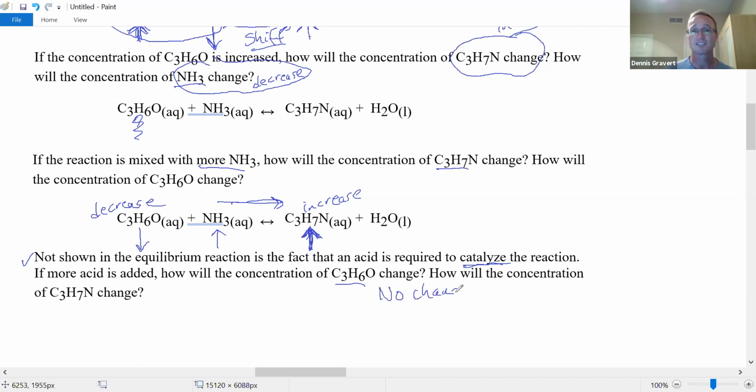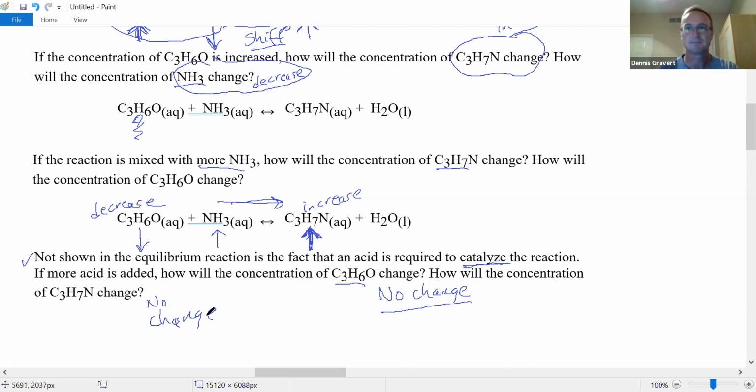The catalyst doesn't change the equilibrium. It speeds up the forward and the reverse reaction equally, and you're just maintaining equilibrium. It's at the balancing point. How will the concentration of the molecule change? Same idea, it doesn't change. Both the forward and the reverse reactions speed up at the same rates, so there's no net overall change to any of the molecules.